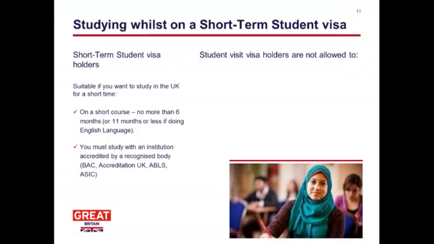So moving on to the short-term student visa, which some of you may also know as the student visit visa. And this is suitable for people who want to study in the UK for a short period of time, on a short course, no more than 6 months, or for the extended student visit visa, 11 months. You must be studying with an institution that's accredited by a recognised body. And student visit visa holders are not allowed to work in the UK or extend their stay in the UK.